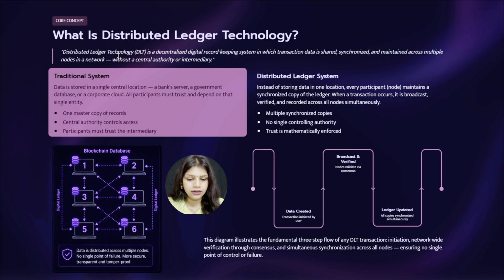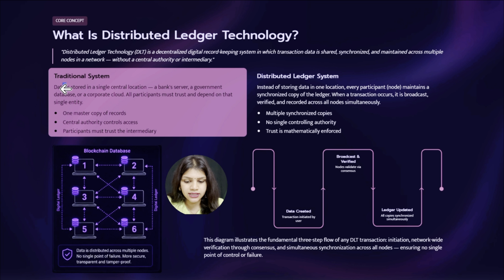See, distributed ledger technology is a decentralized system in which the transaction data is shared and all the nodes' ledgers are synchronized. I mean, whatever the ledger or database each node holds, all are in the same state. Okay, that is what synchronization means, and it is maintained across multiple nodes, without any central authority or intermediary.